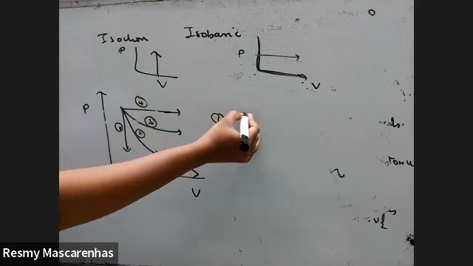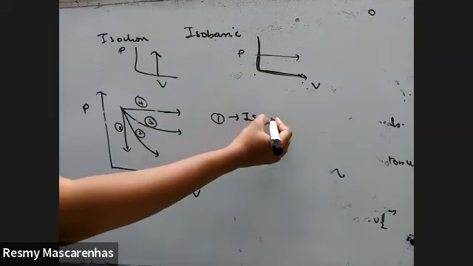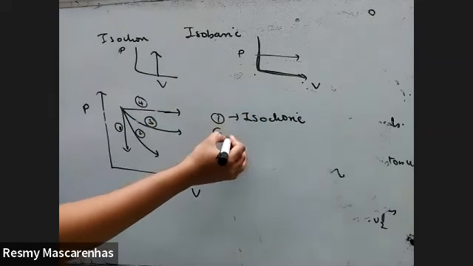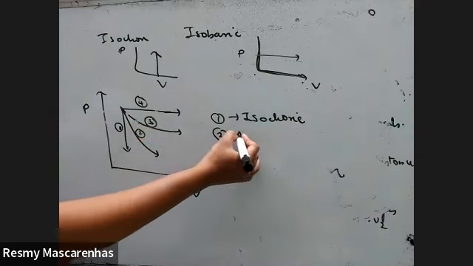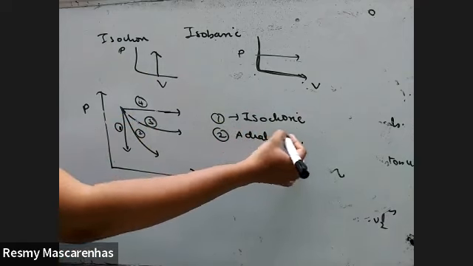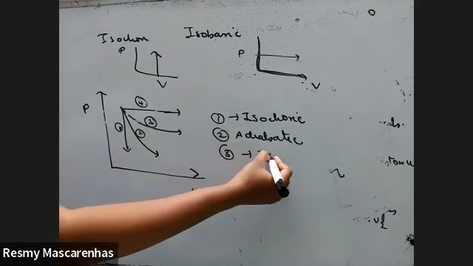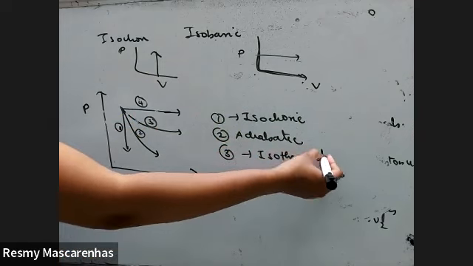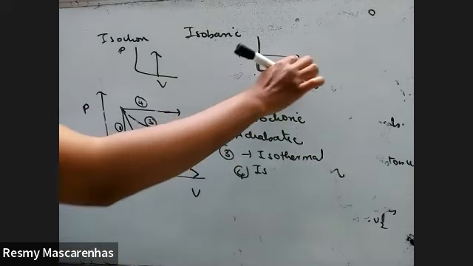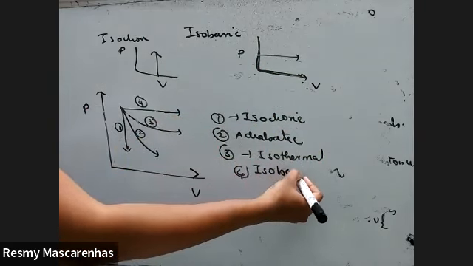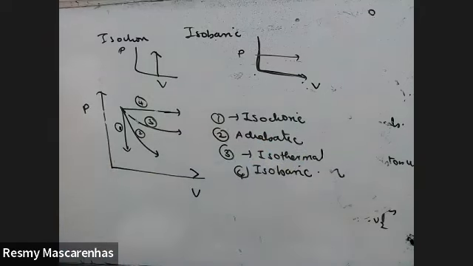So 1 is the graph of isochoric. The second one is of adiabatic. The third one is of isothermal. And the fourth one is of isobaric. Constant, no? Straight horizontal line. So these are how the graphs of different thermodynamic processes look.